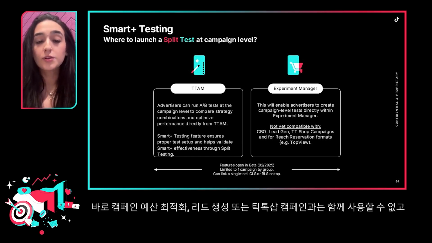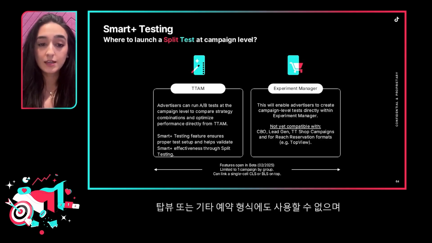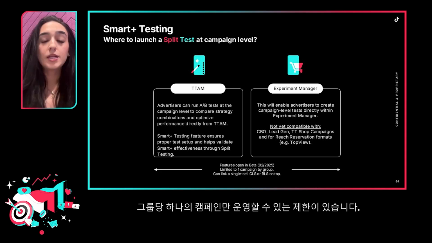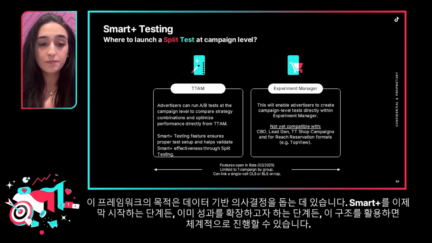Firstly, it won't work with campaign budget optimization, lead generation, or TikTok Shop campaigns. Secondly, you cannot use it for top view or other reservation formats. Thirdly, you're limited to 1 campaign per group, so do take note of these limitations. Remember, the goal here is to help you make data-driven decisions. Whether you're just starting with Smart Plus or looking to expand your success, this framework gives you the structure to do so systematically.